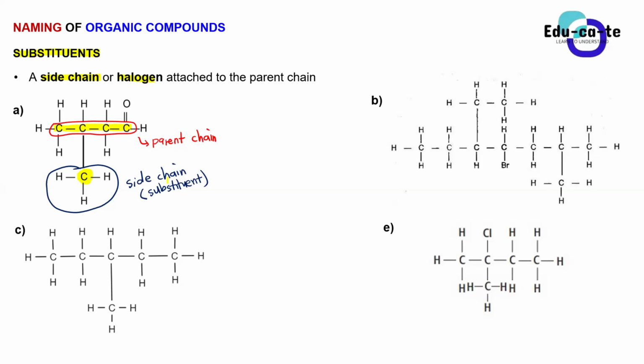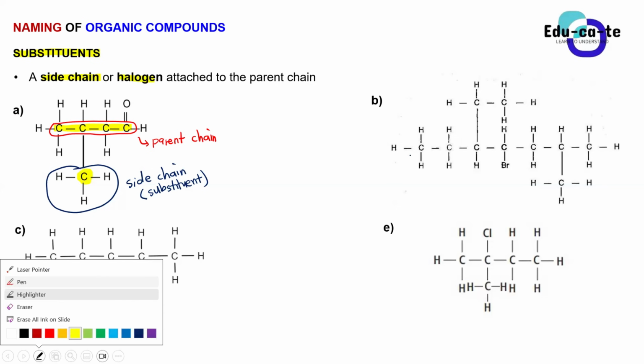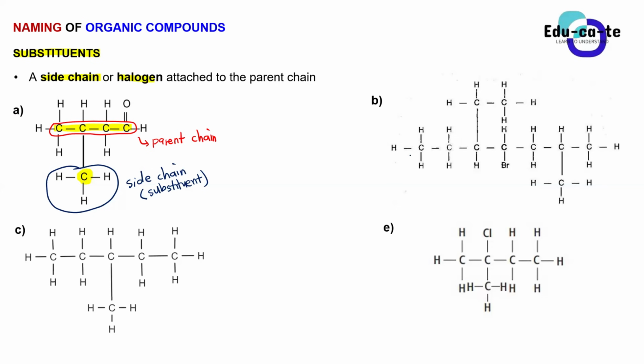Let us look at compound B, for example, just to further our understanding. On compound B, you can see the parent chain here. How many carbons in total does the parent chain have? From what you see, how many carbons are found in the longest carbon chain? Yes, Orifa?